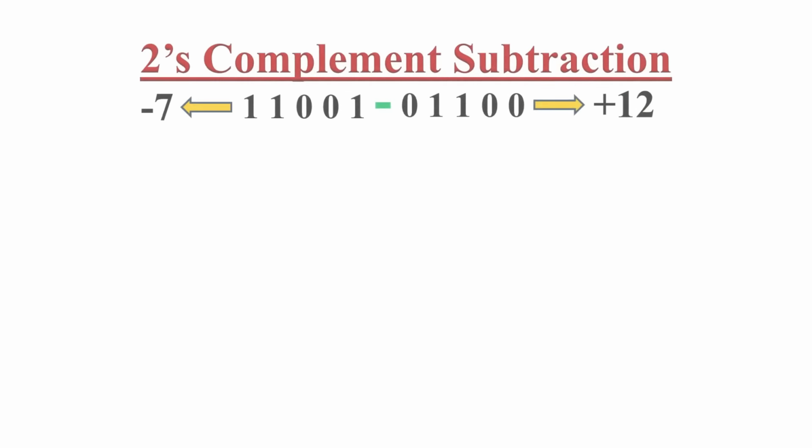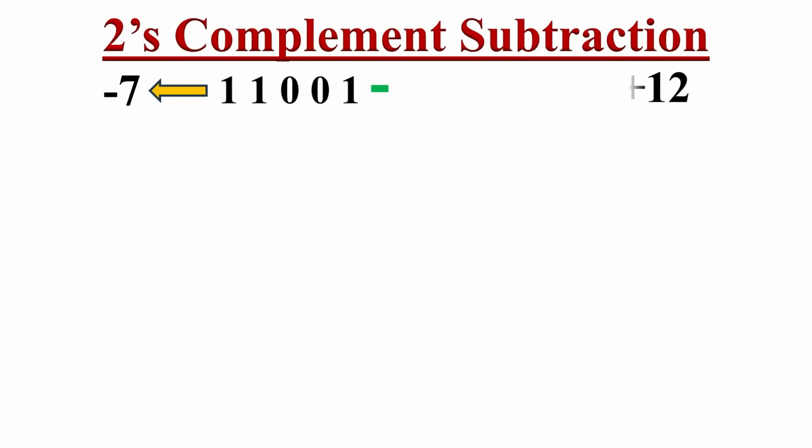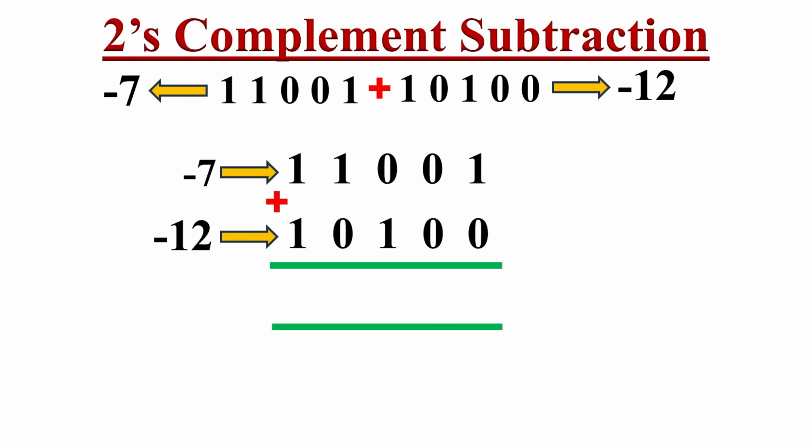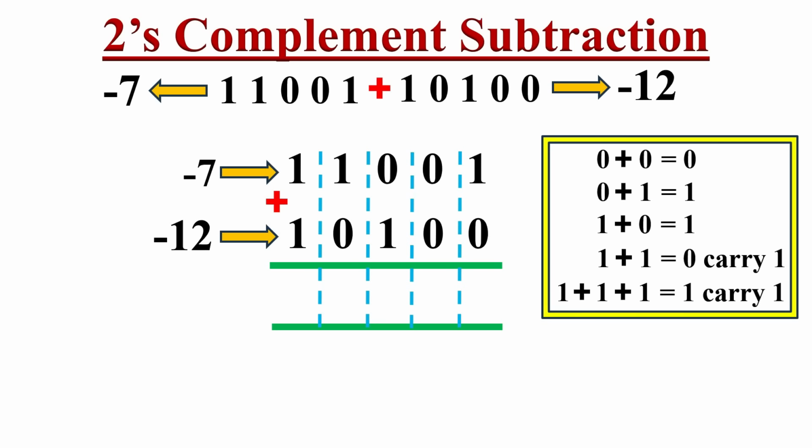Now in this example, we will erase this plus 12 value and just write the minus 12 value of 10100. And now here this subtraction becomes addition of two negative numbers. So just add both these negative numbers minus 7 and minus 12. Let's do the column by column addition starting from LSB.